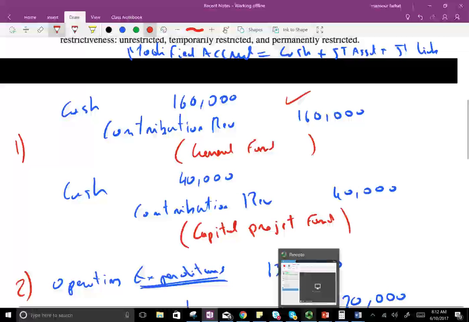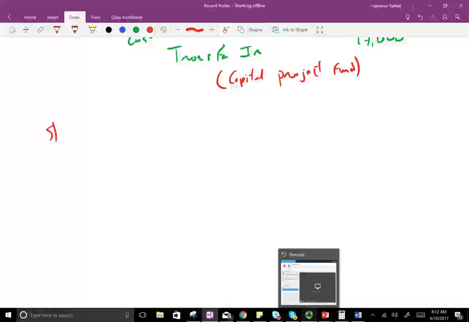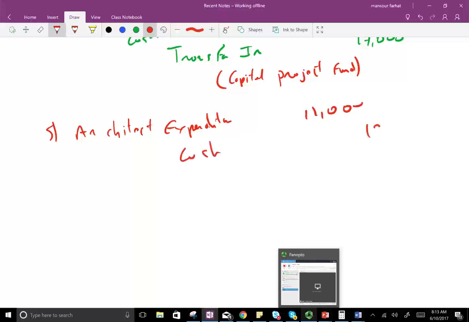So what's going to happen is this. We're going to debit, you can call it architect expenditure, you can call it building expenditure, but let's call it architect expenditure to keep separating it from the business. Architect expenditure, $12,000, and we're going to credit cash, $12,000. And as we said, it's going to go into the general fund.